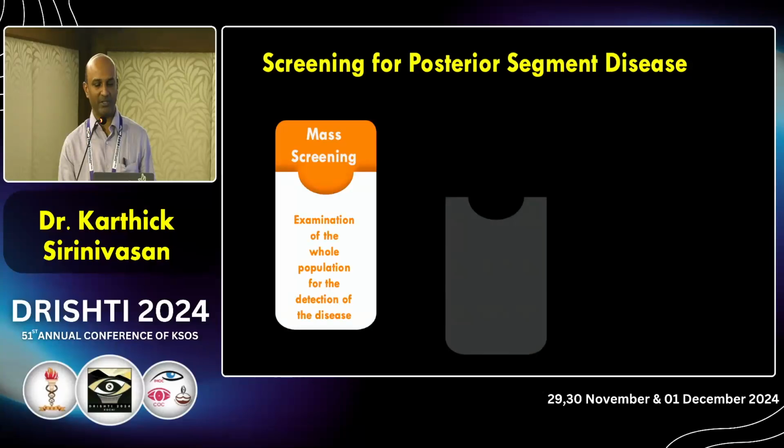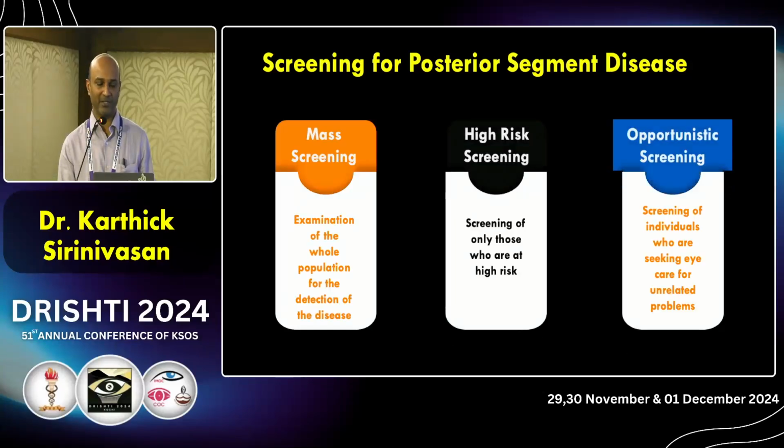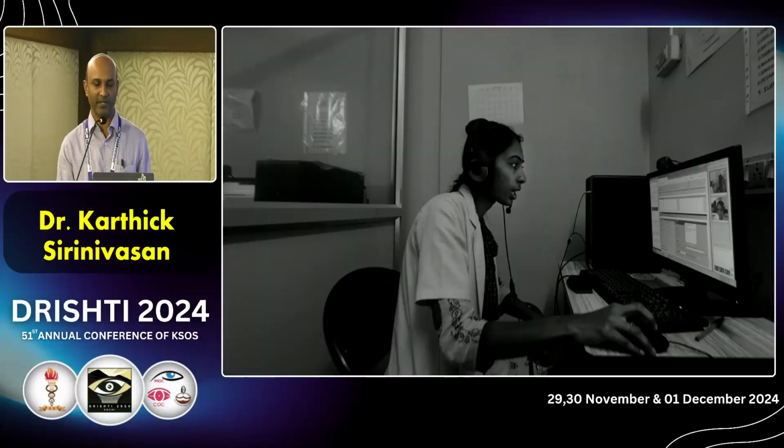Screening for posterior segment disease can be of various kinds. It can be mass screening, where you can do it in a camp, or high-risk screening, where only those who are at risk, like in a diabetic clinic, are screened, or opportunistic screening, where patients come for drug toxicity or related medical problems for screening of the retina.